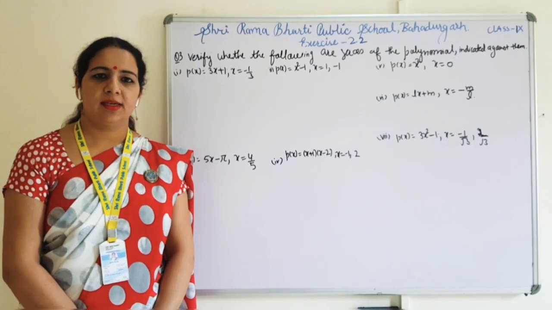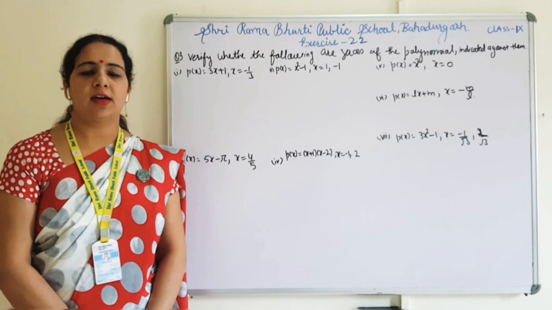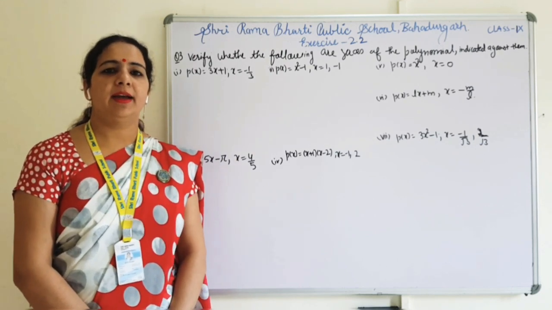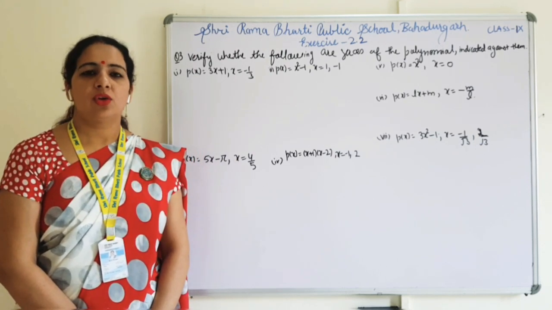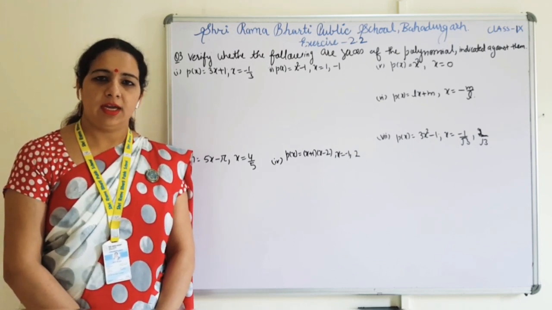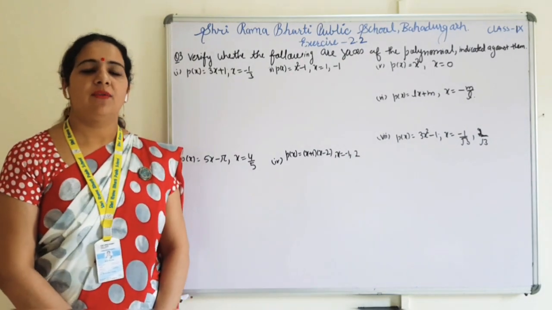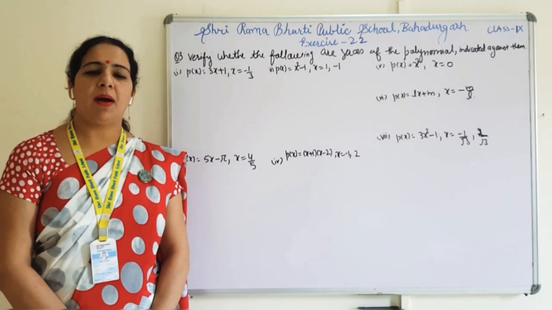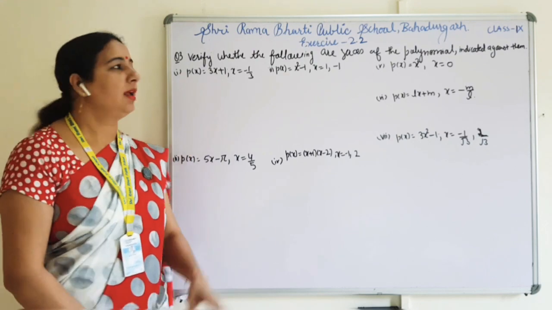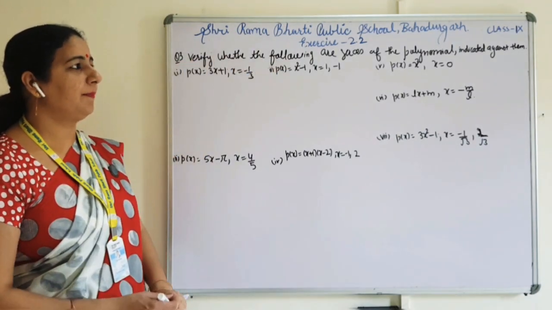Good morning students. As we have already completed our exercise 2.1 and started exercise 2.2 and done question number 1 and 2, now we are going to complete question number 3 and 4 in this class. So here I have written question number 3. We are talking about the zeros of the polynomial. Verify whether the following are zeros of the polynomial.